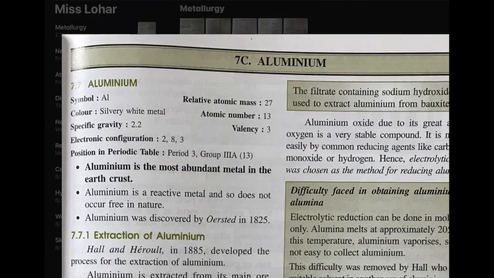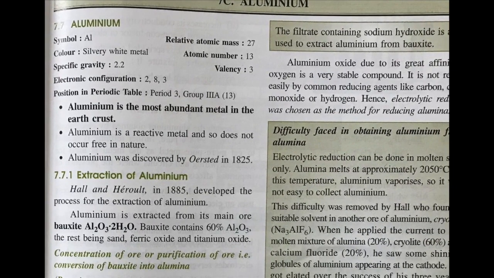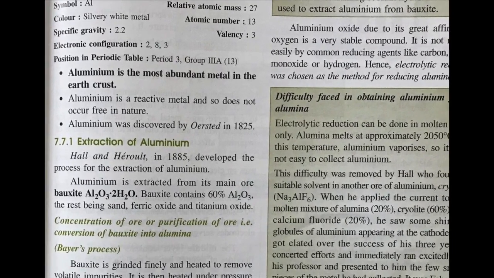Now let us move on to aluminium, how aluminium is extracted from its ore. The symbol of aluminium is Al. It is a silvery white metal, and it is the most abundant metal in the earth's crust. It is a very reactive metal, so you will not find it free in nature. It is in a combined state. That is why we need to extract it, because aluminium has numerous uses in our daily life.